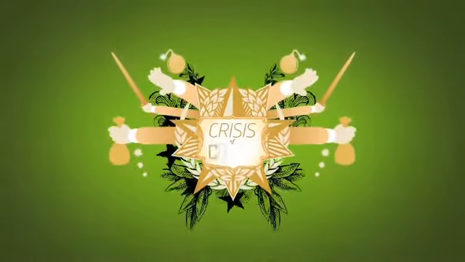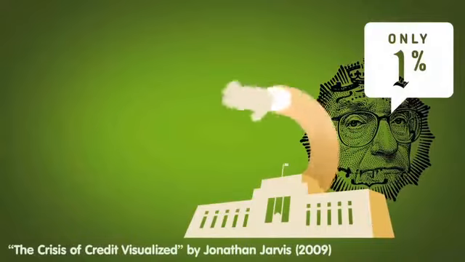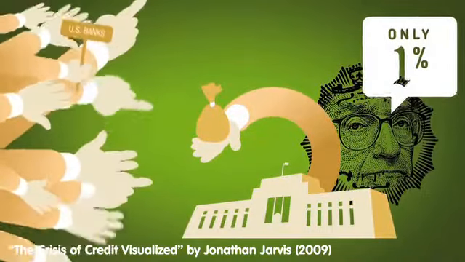The crisis of credit, visualized. When I saw that, I was just glued to my seat. This means banks on Wall Street can borrow from the Fed for only 1%.